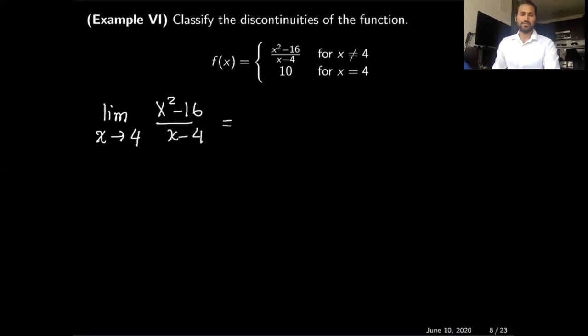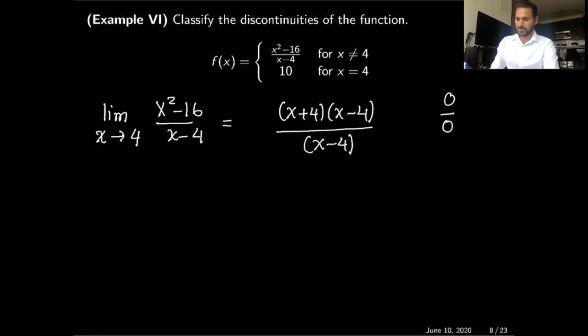If I plug x equal to 4 into the function, I will get 0 over 0 form. This tells me that there is a zero factor in the top and bottom, which I need to remove. So I will factor the top, x plus 4, x minus 4, and then the bottom, which is already factored, x minus 4, and I compute the limit of this simplified version of the function.